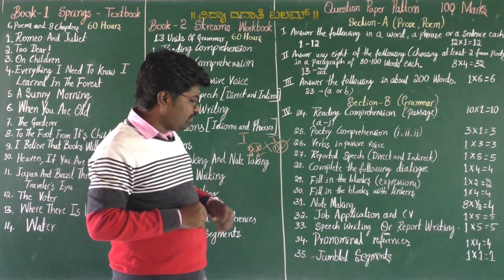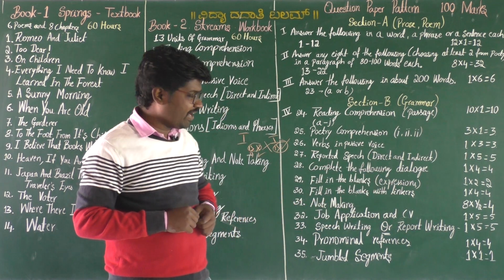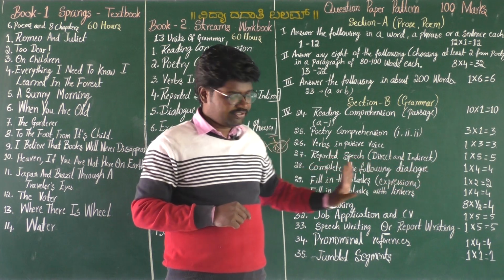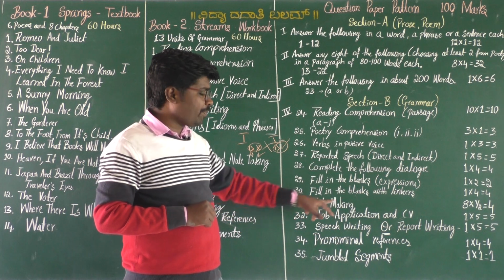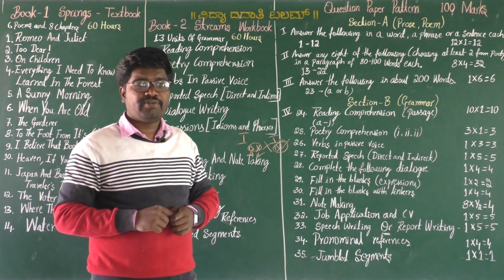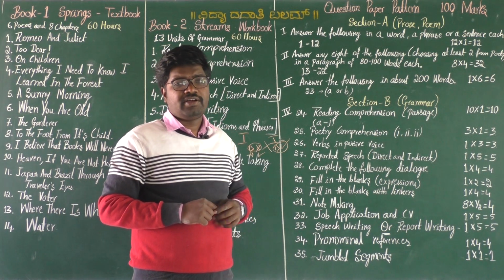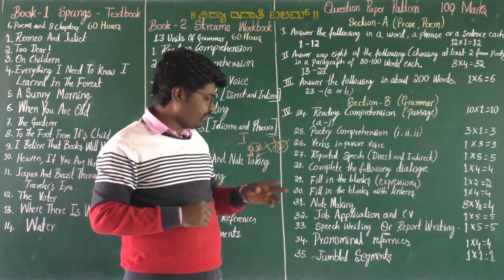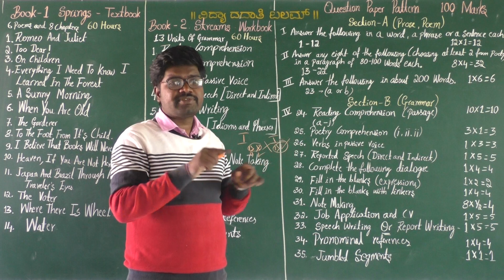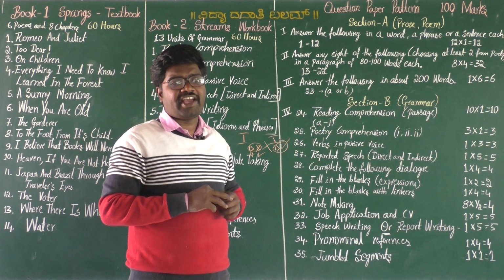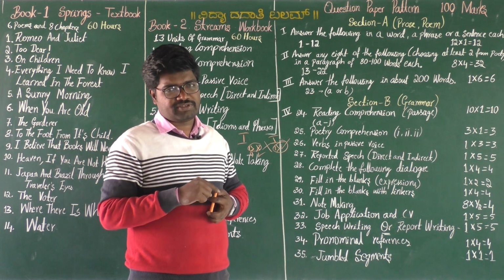The 30th one is fill in the blanks with linkers or conjunctions. There will be 4 marks on it. Then the 31st is note making. There will be a passage of 4-5 lines. On the basis of that, the answers are in the passage only, and diagram-type questions will be given. You can fill in all those boxes.